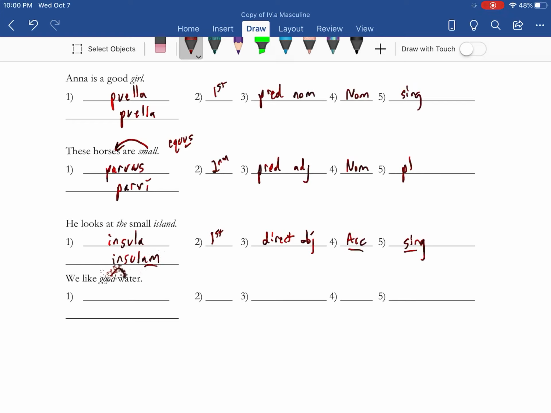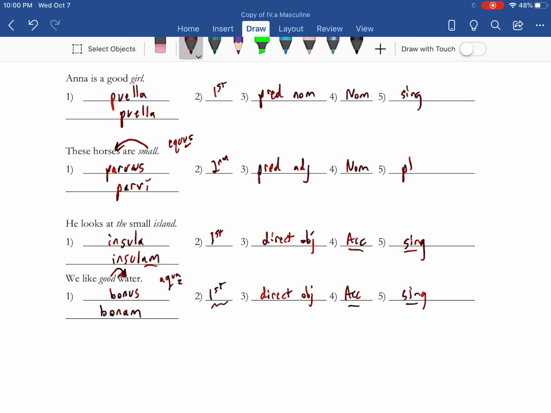We like the good water. All right, the word for good is bonus. It is describing water. Water is aqua. That's going to tell you it needs to be first declension. Water is a direct object. It's describing the direct object, so it's going to be the same. Like water, it's got to be accusative and singular. So accusative, singular, first declension. Bonam. Now you may be wondering, why is bonus, which US is second, why did I put an AM on it?